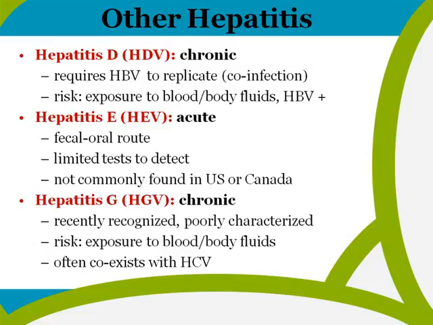There are some other hepatitises that we don't see as much here in the United States, such as hepatitis D. It does cause a chronic hepatitis as well. The thing about it is D has to have hepatitis B to replicate, so you have to have hepatitis B to have hepatitis D. So the D needs the B to replicate or reproduce. D is spread through exposure to blood and body fluids as well.